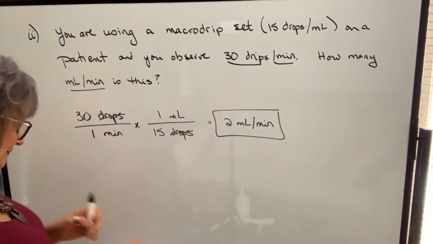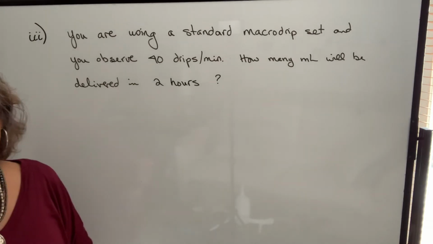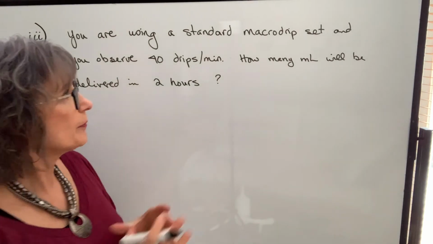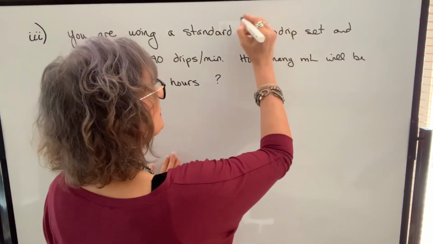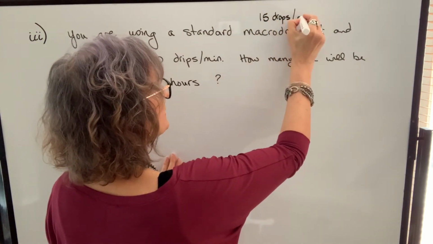Let's try some more. Our next example says you are using a standard macro drip set and you observe 40 drips per minute. How many milliliters will be delivered in 2 hours? So remember that when you're using a macro drip set, that's 15 drops per milliliter. That's the size.